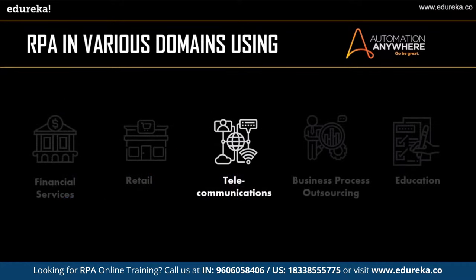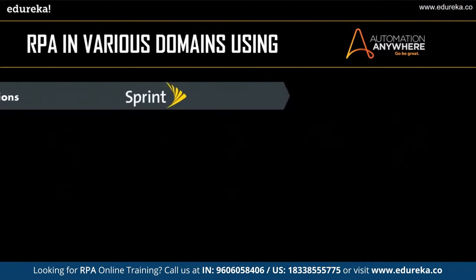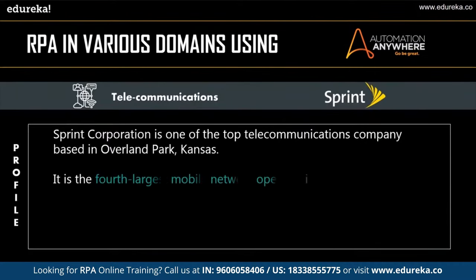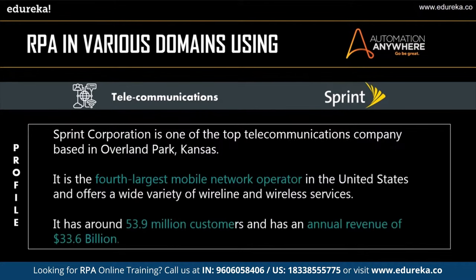Now let's move on with the next industry, that is RPA in telecommunications. To explain how RPA is used in telecommunications, I've considered the organization Sprint Corporation. Sprint Corporation is one of the top telecommunications companies based in Overland Park, Kansas, and is the fourth largest mobile network operator in the United States and offers a wide variety of wireline and wireless services. It has around 53.9 million customers and has an annual revenue of $33.6 billion.